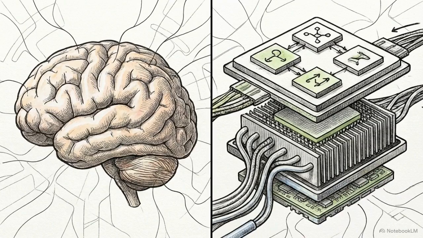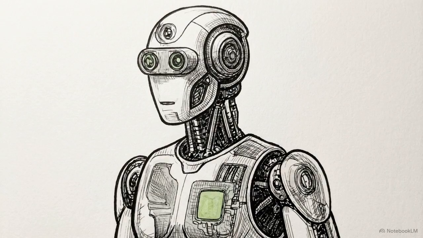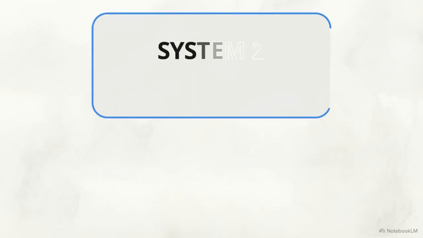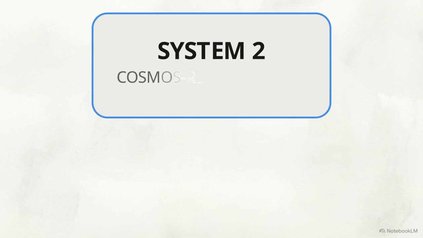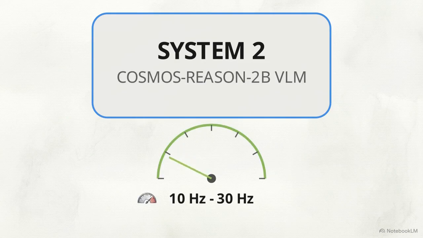To handle both high-level reasoning and millisecond-level balancing, GR00T relies on a dual-system architecture inspired by psychologist Daniel Kahneman's concept of fast and slow thinking. It decouples deliberate cognitive planning from reflexive motor control. System 2 is the slow thinking module. Powered by the Cosmos Reason 2B VLM, it operates at a relatively low frequency of 10 to 30 Hz.